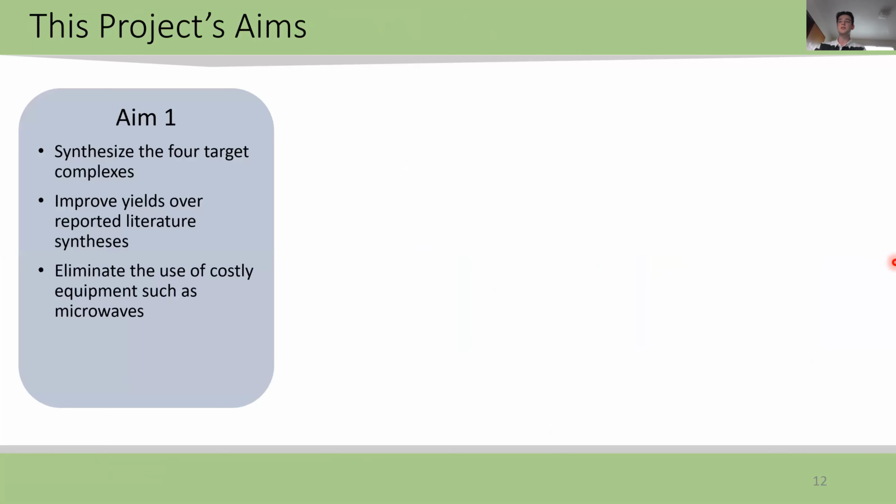The first was to simply synthesize these complexes. While the Louis group synthesized them in 2018, we were hoping to improve the yields of the synthesis steps, and they also used costly equipment such as microwaves, which are not available to all synthetic labs. And so if we could eliminate the use of microwaves, we would make these complexes, which are catalytically important, to be more accessible to labs across the nation.